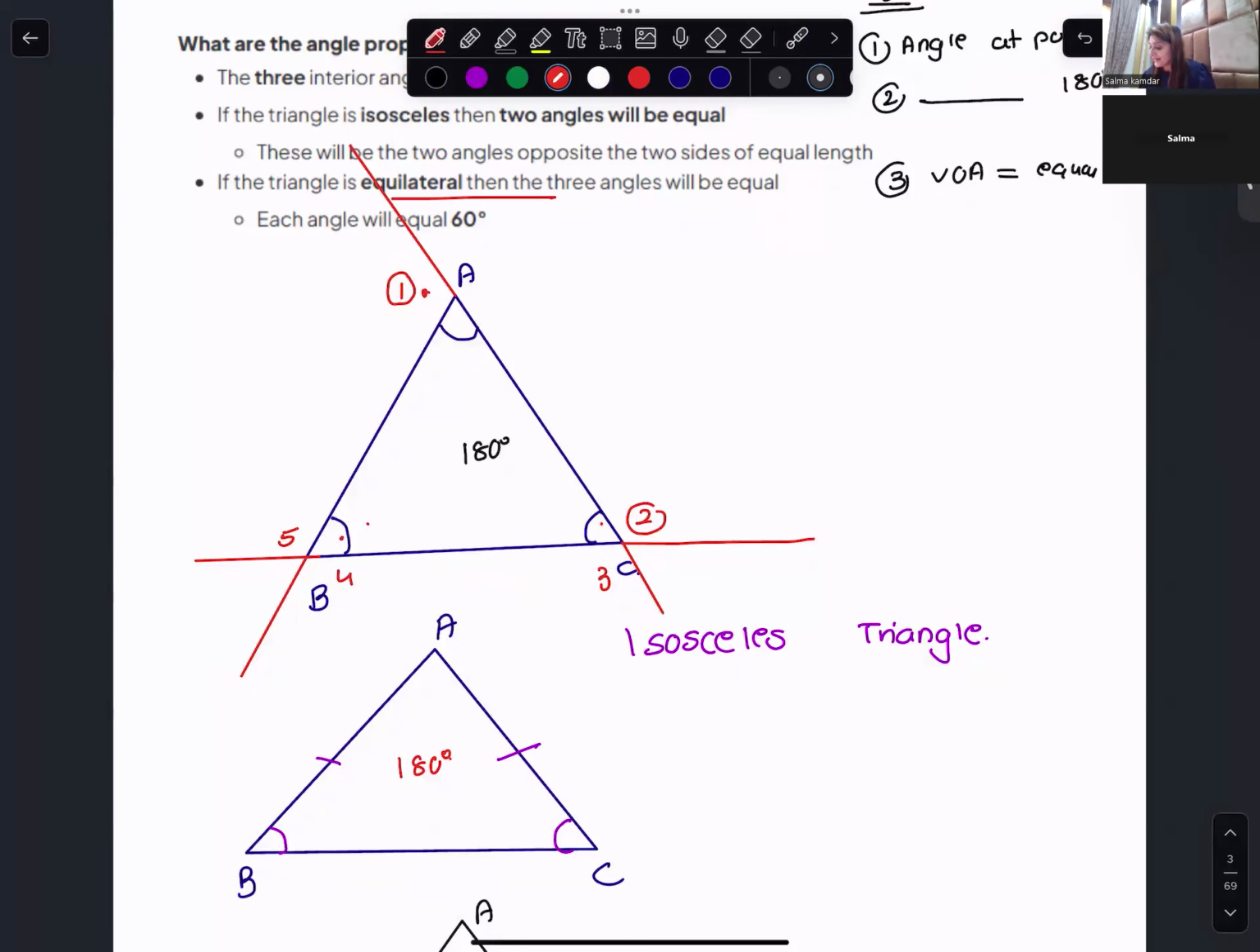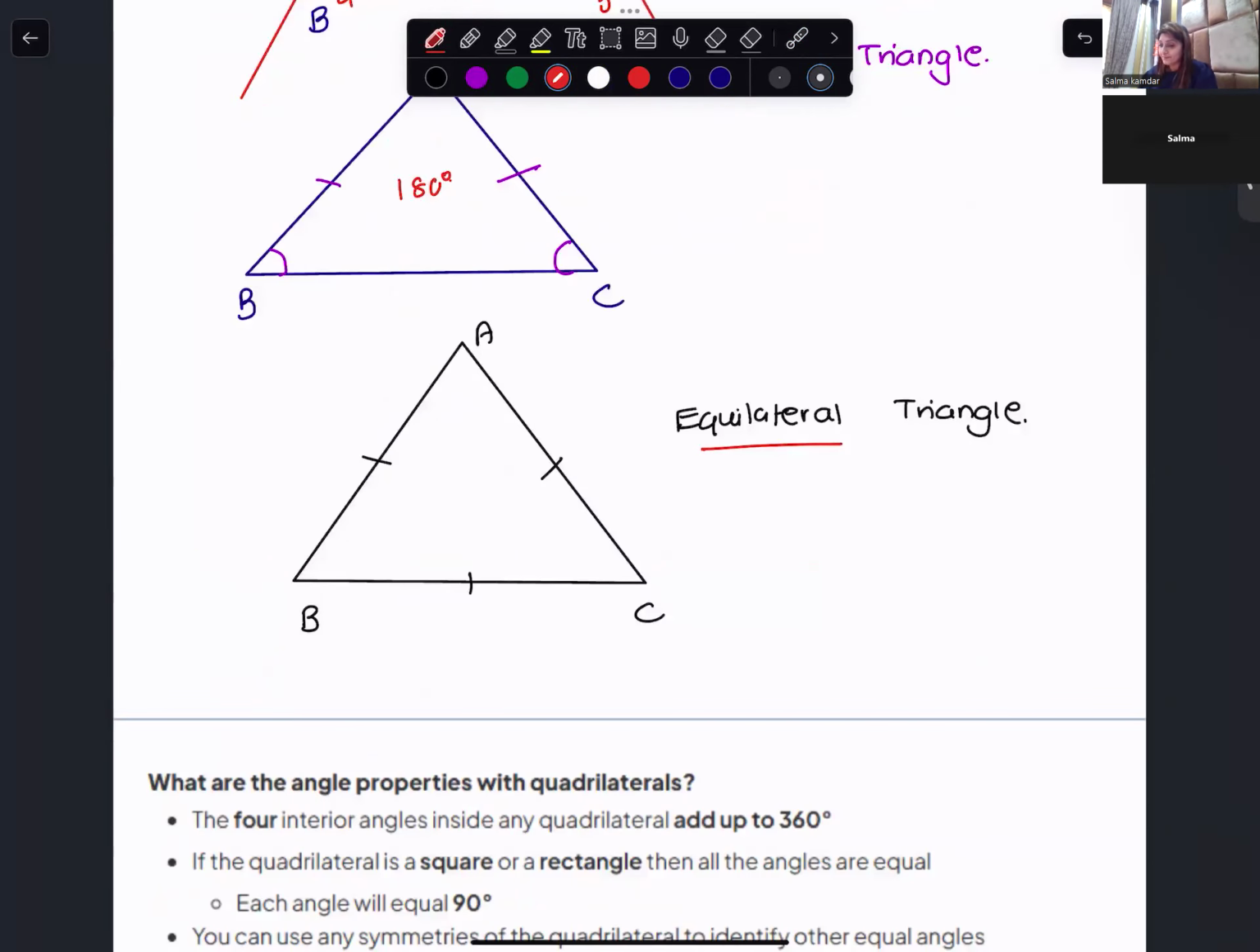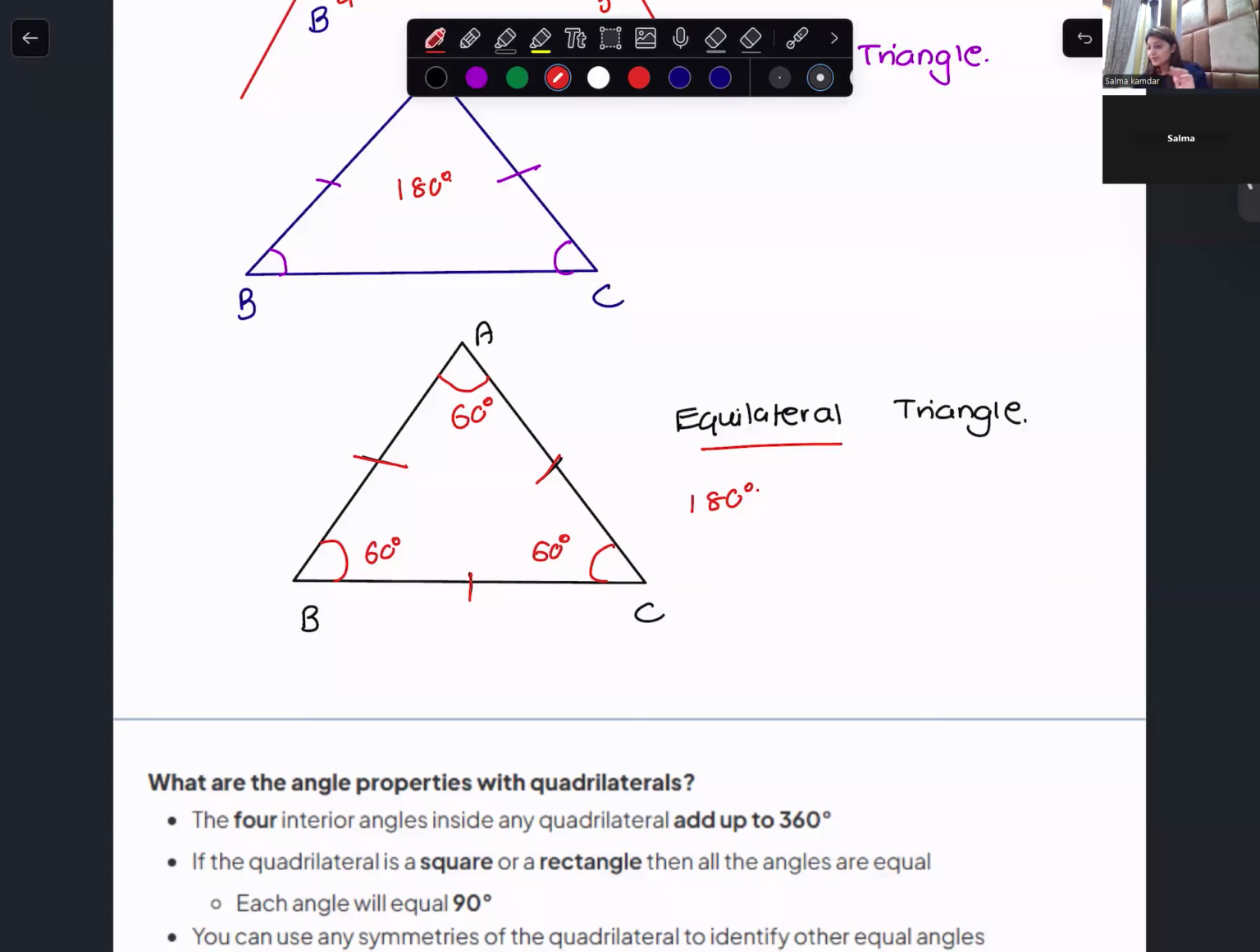If the triangle is an equilateral triangle, what is an equilateral triangle? An equilateral triangle is a triangle whose all sides are equal, and all the angles will also be equal, and each angle would be 60 degrees. For an equilateral triangle, each angle would be 60 degrees and the sum of all of them would be 180 degrees.